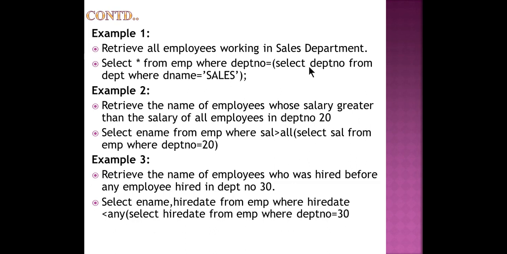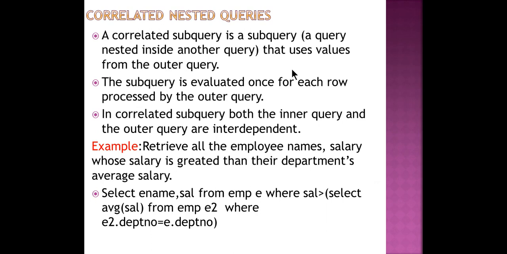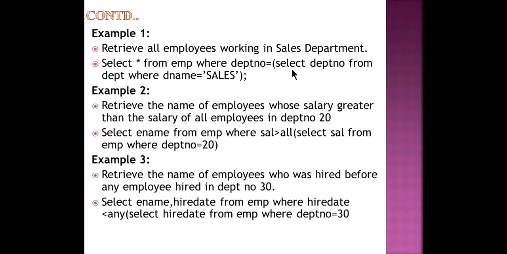So select department number from department where department name equals to sales. What will be the result of this statement? It will give you the department number, right? So the output of this second select statement is a department number. Let's say the department number is 10. The result of the second statement will be 10. Now the main statement is select star from emp where department number equals to 10. So it will be a simple statement. Select star from emp where department number equals to 10. It will give you the details of the employees, right?